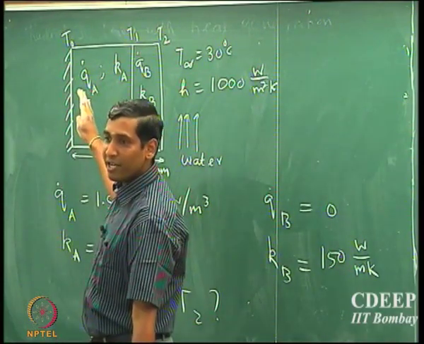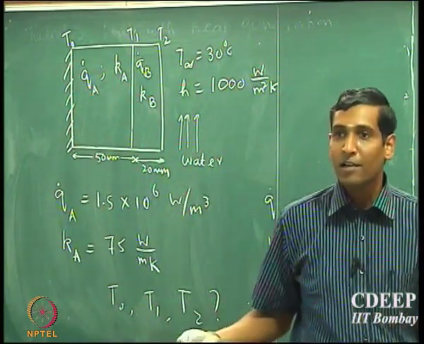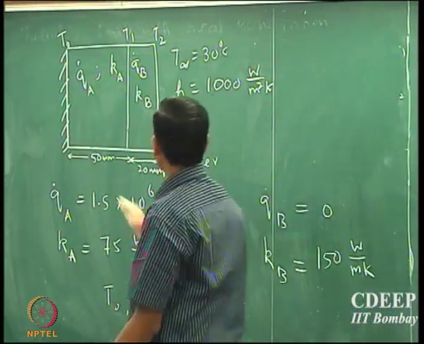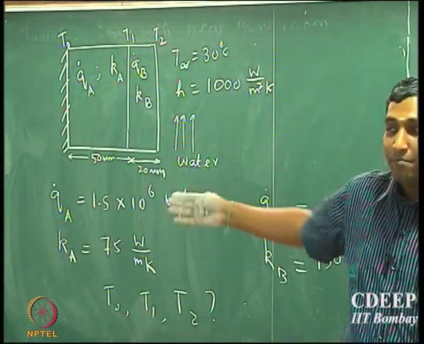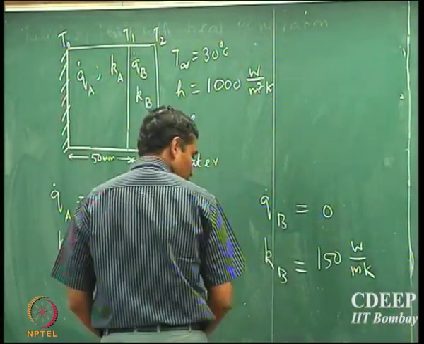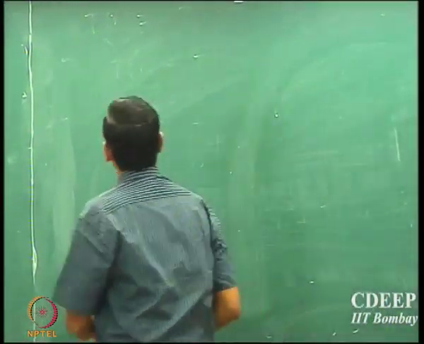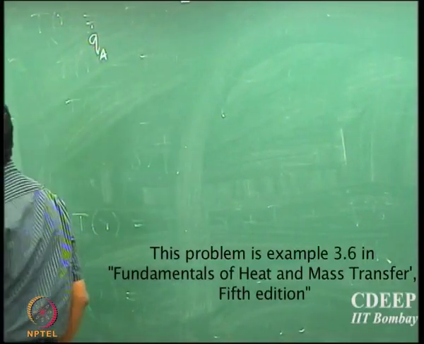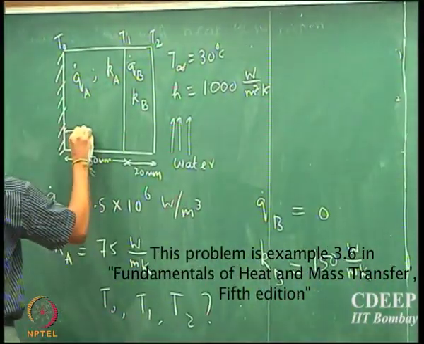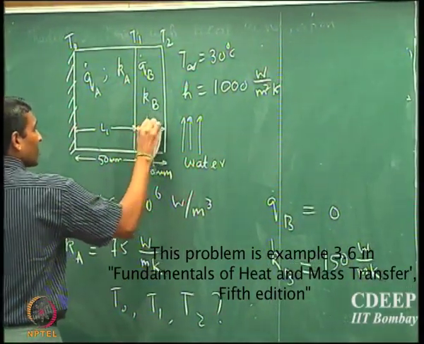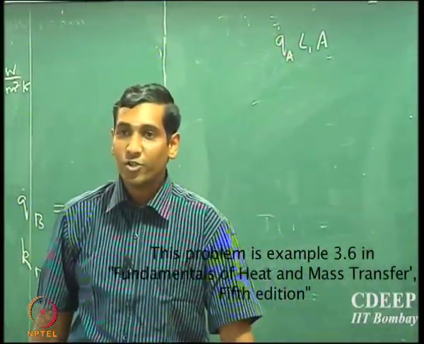So whatever heat is being generated, the total amount of heat generated because of the heat generation term, must be transported only in one direction, right? That's obvious from the way the problem has been defined, but you must intuit these kinds of things. So the total amount of heat generated is Q dot A into the volume of slab A, which is, if this is length L1, L1 into A. We'll put the numbers later.